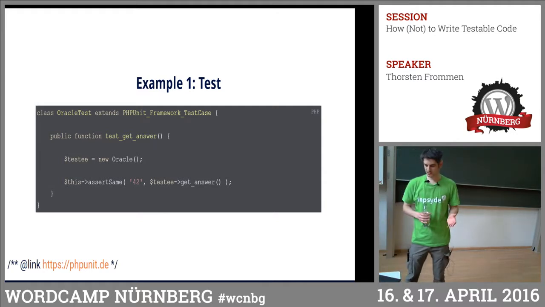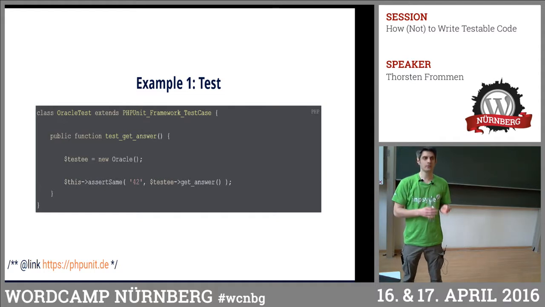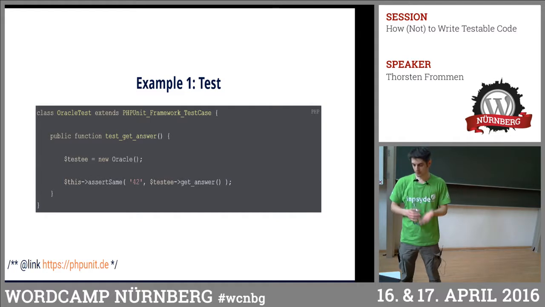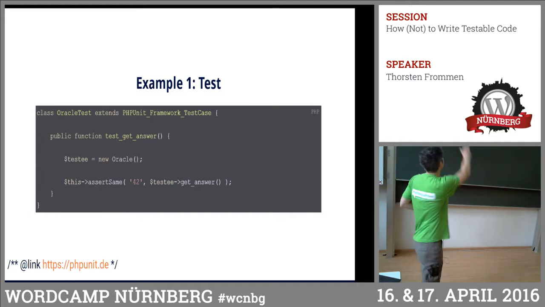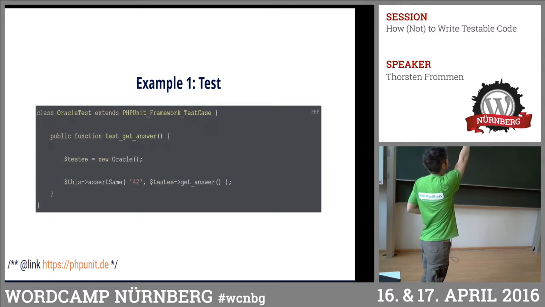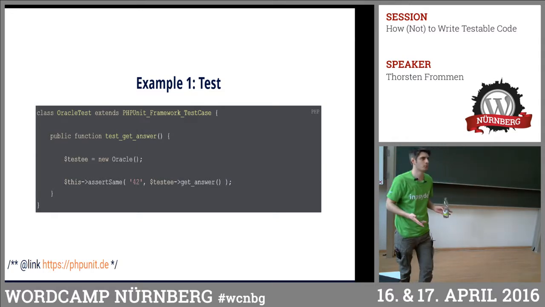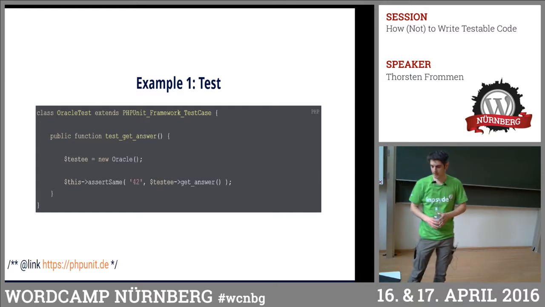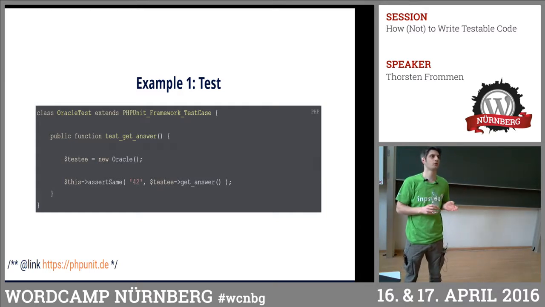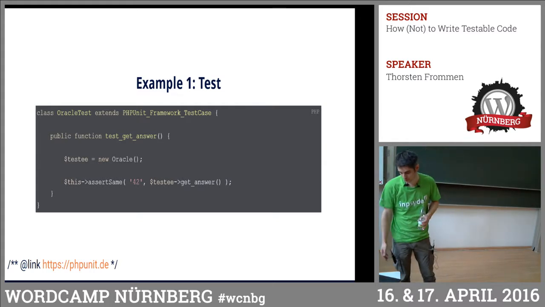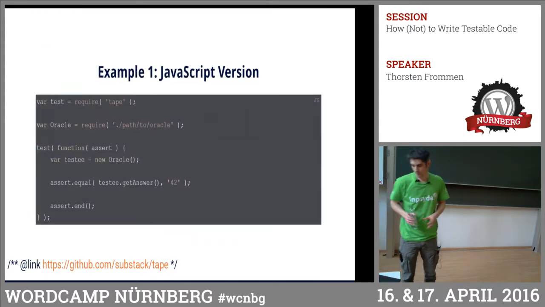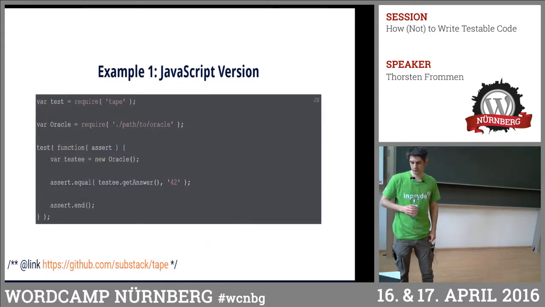So my test method is testGetAnswer. I'm creating an object of the class where the method I want to test is in. Then I call that method, which is in the assert, testGetAnswer. This is actually executing the method I want to test. And I have set an expectation that I want to make sure that the string 42 is what that method gives me. That's what it should return. This is the JavaScript version using tape, the unit testing framework. Pretty likewise.